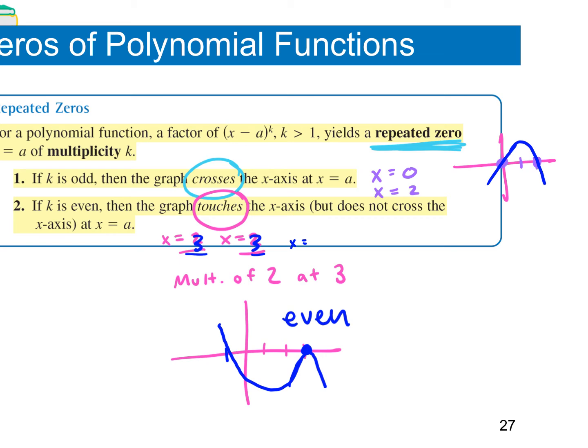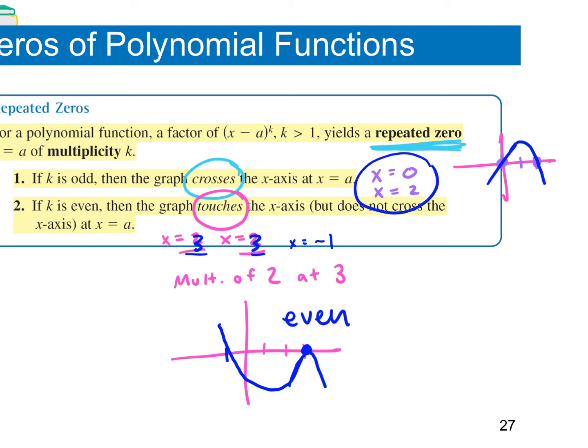So you would say they have a multiplicity of 1 at 0 and 1 at 2. When it doesn't repeat, so if it were a multiplicity of 1, it doesn't have multiplicity, so you don't have to state it. So there would be no multiplicity for this one because it doesn't repeat.